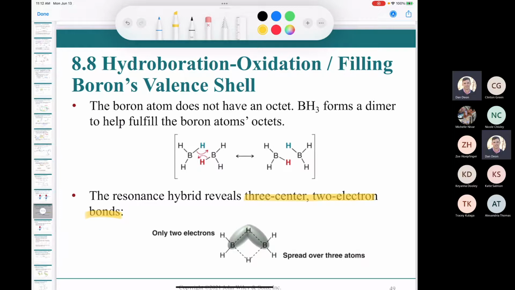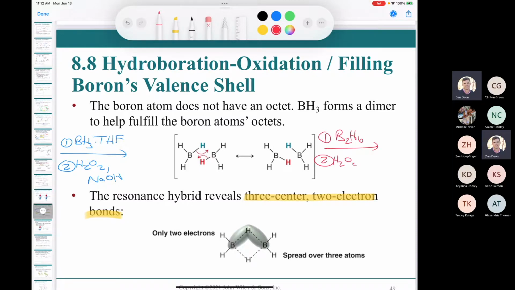But instead of writing BH3 THF, so the first step I told you was BH3 with tetrahydrofuran, and the second step was hydrogen peroxide and sodium hydroxide. Sometimes, instead of writing it that way, especially with the ACS, they'll write it as B2H6 in the first step, and the second step being H2O2 and sodium hydroxide. And again, the reason why is because the borane will react with another molecule of borane to make this B2H6 thing here, which we call diborane. So B2H6, and again, we call that diborane.